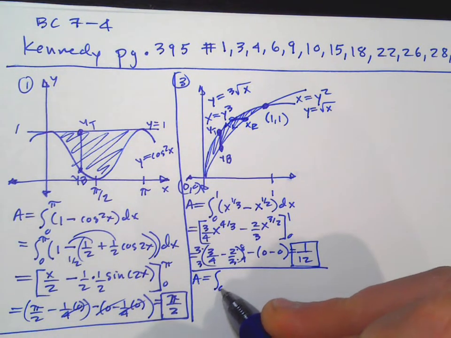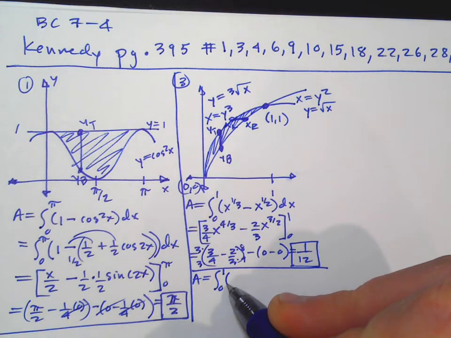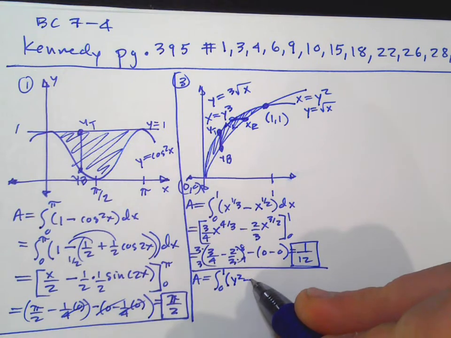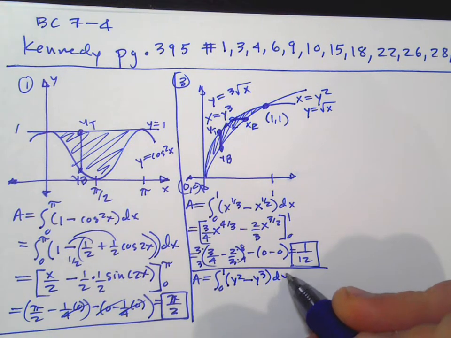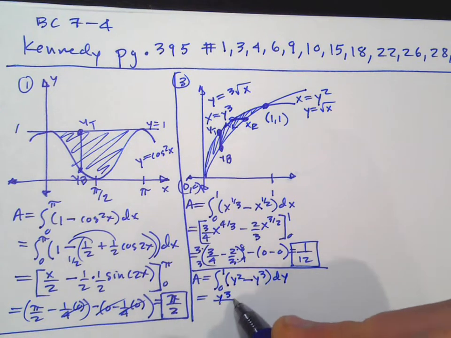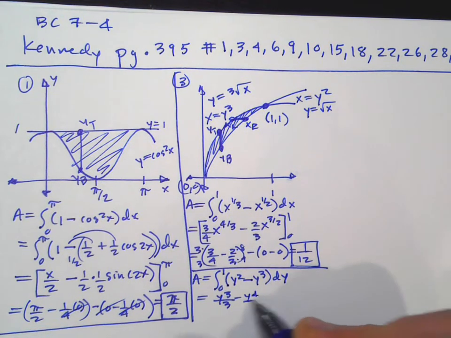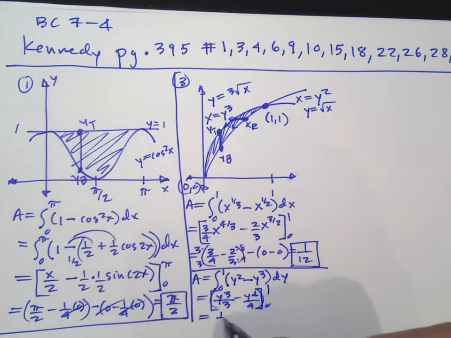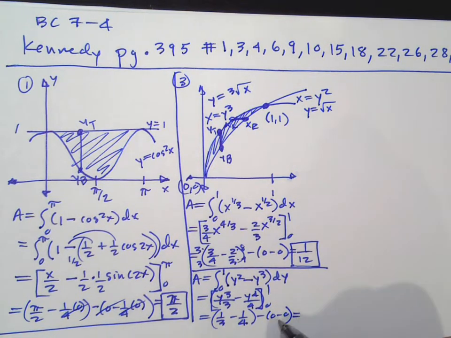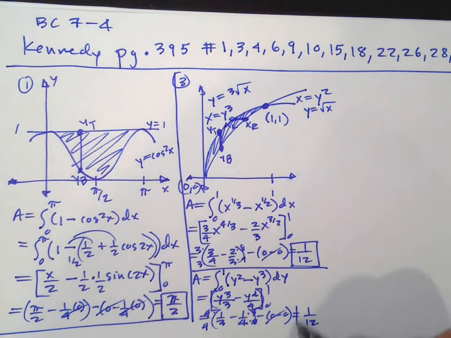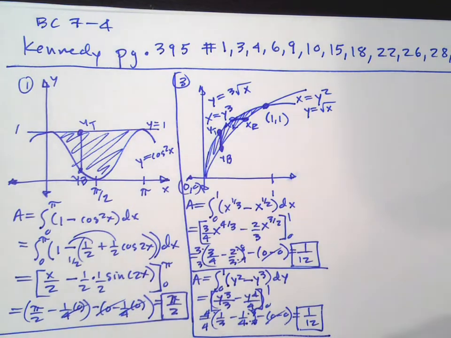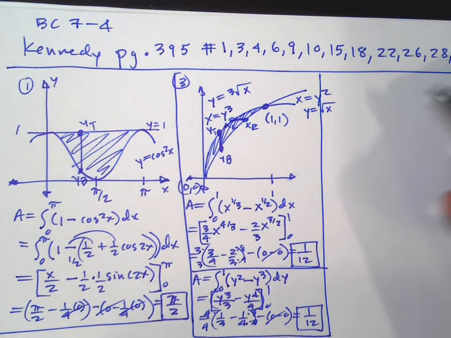We would integrate in the y direction 0 to 1. X right in terms of y is y squared. X left is y cubed. The integral is a little nicer. I mean, the antiderivatives are easier. No rational exponents. Y cubed over 3 minus y to the fourth over 4, 0 to 1. So you get 1/3 minus 1/4 minus 0 minus 0. And least common denominator would be 12. 4/12 minus 3/12 is 1/12. Same answer. So you got options. Okay, so that's number 3.